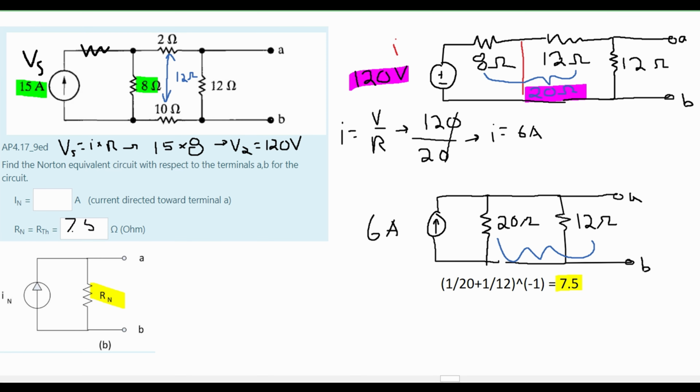This is 7.5. We don't have anything else to the left of that other than our 6 amps right here, and our 6 amps is in the position of our I_N. So that means our current is 6 amps. And those are the answers for this problem.